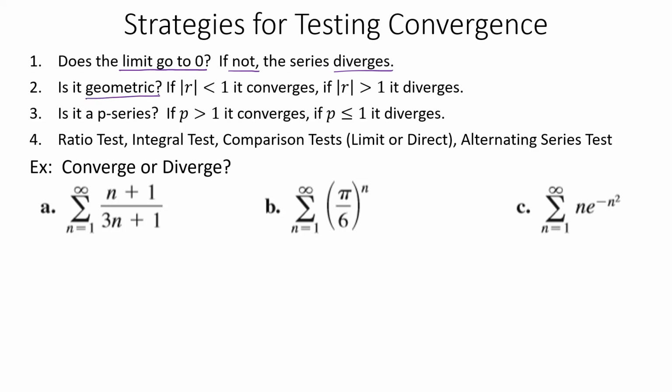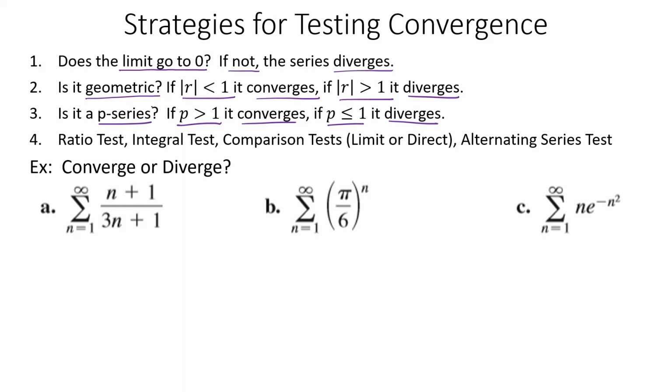Next, is it a geometric series? If r is less than 1, it converges. If r is greater than 1, it diverges. Most of them won't be geometric, though. Is it a p series? P series is cool, nice and easy. If p is greater than 1, it converges. If p is less than or equal to 1, it diverges.